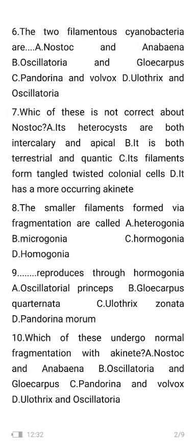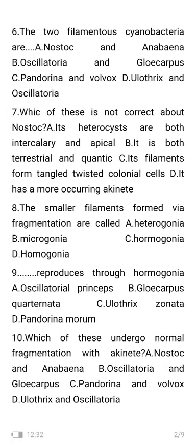Number 9. Dash is produced through homogonia. A. We have Oscillatoria princeps. B. We have Gloeocapsa quaternata. C. We have Ulothrix zonata. And D. We have Pandorina morum. Please, the answer is Gloeocapsa quaternata, B.